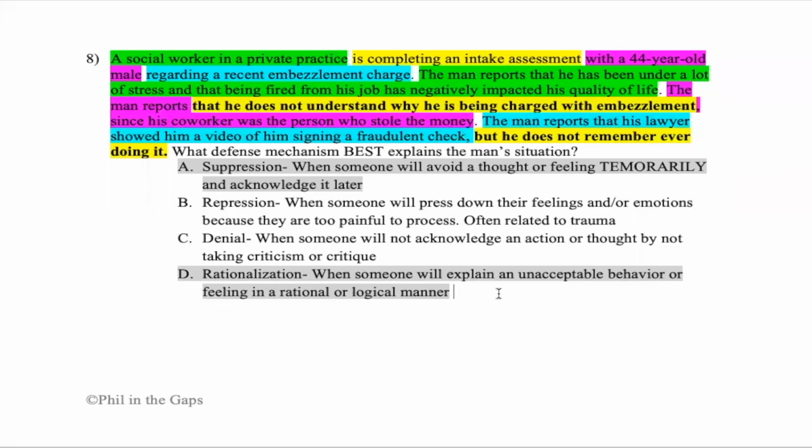B, repression has his mind pressed it out of existence because it's too painful to process. Or is it denial where he's not acknowledging anything, even though there is evidence in front of him? So let's look back at the question to see what we're looking at in particular. So it's our first time meeting him regarding an embezzlement charge. He's been under a lot of stress.